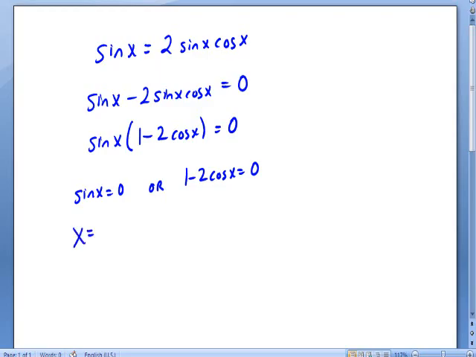Well, where is the sine of x equal to 0? That occurs at 0 and pi. Second equation, 1 minus 2 cosine of x, that's very similar to the one I had you solve on the previous slide. I could add the 2 cosine of x to one side, divide both sides by 2, and I'm looking for where the cosine of x equals 1/2. And we decided on the last slide that occurred at pi over 3 and 5 pi over 3. So for this particular equation, we had 4 solutions between 0 and 2 pi.